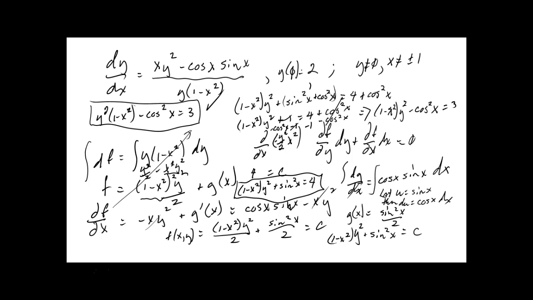So that choice, y of 0 equals 2, when you have x equals 0, that means of your possible domains here, anything less than minus 1, between minus 1 and plus 1, and greater than plus 1, you're stuck in the middle. You have to be there because your initial condition is there. So all those other solutions aren't good for that initial problem.